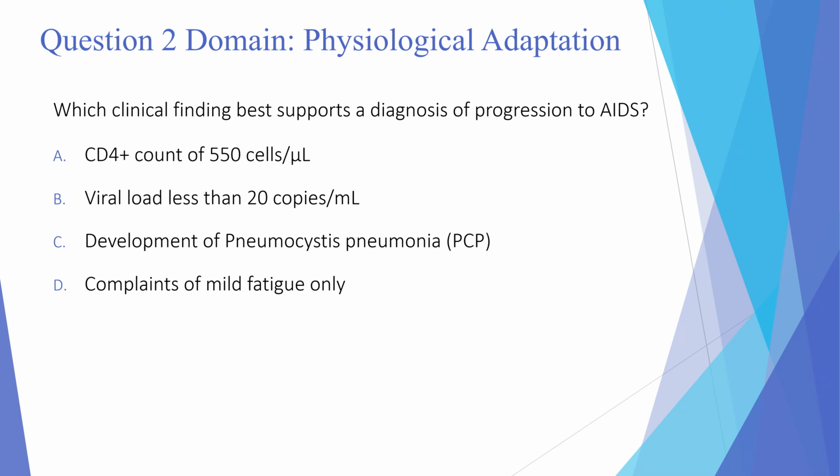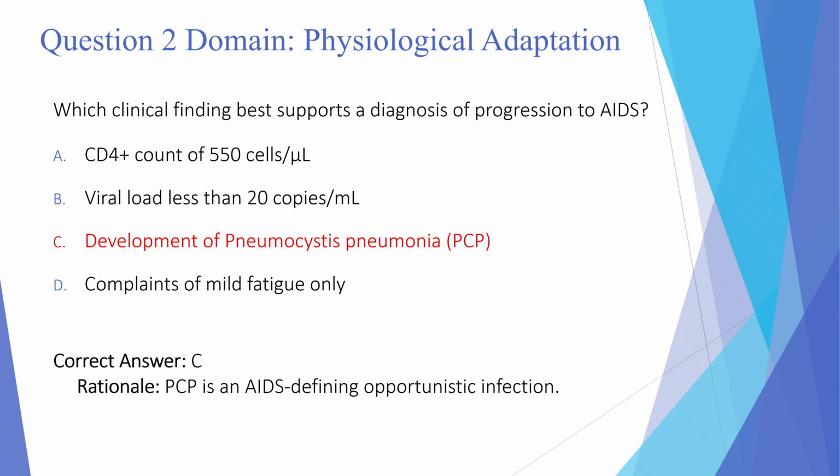So we are in psychosocial adaptation now. Which clinical finding best supports the diagnosis of progression to AIDS? The CD4 plus count, a viral load less than 20 copies, development of PCP, complaints of mild fatigue only. The correct answer is development of PCP because it's an AIDS-defining opportunistic infection.